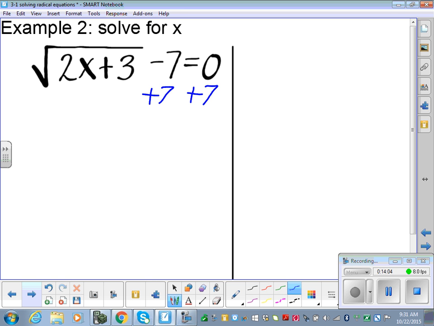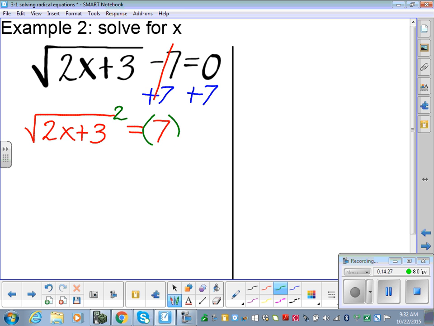So now over here on the left, that's going to add up to be 0, which is what we wanted, leaving us with the square root of 2x plus 3, which is equal to 0 plus 7, which is 7. Now our radical is completely by itself. So now we're going to get rid of the radical, applying the correct inverse. What undoes the square root? Square. So I'm going to square both sides of the equation. So then our root cancels out our power on the left, leaving me with 2x plus 3 is equal to 7 squared, which is 7 times 7, which is 49.